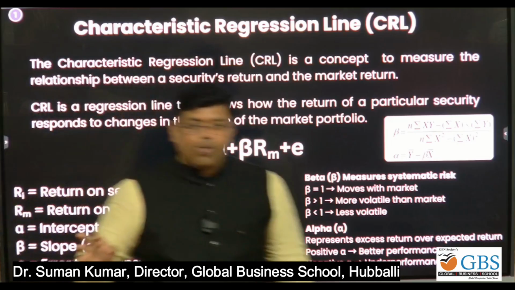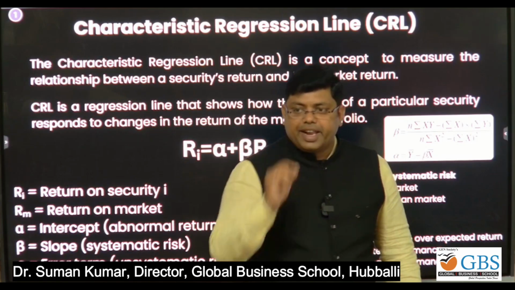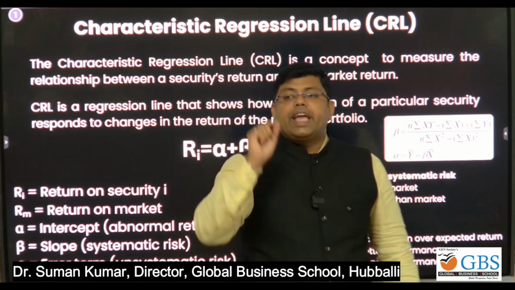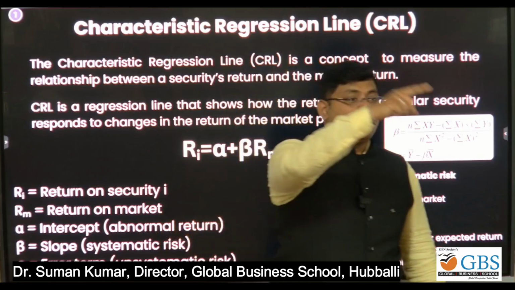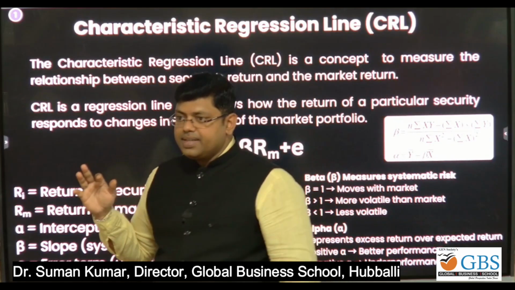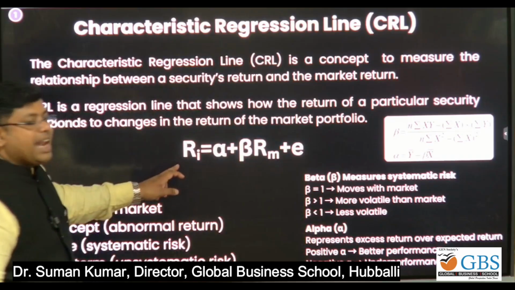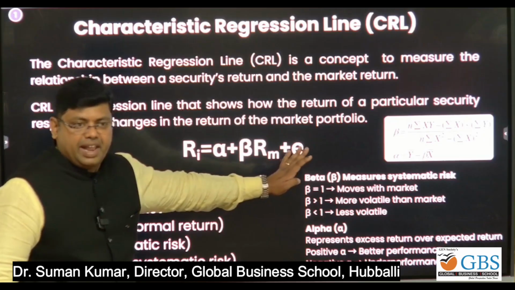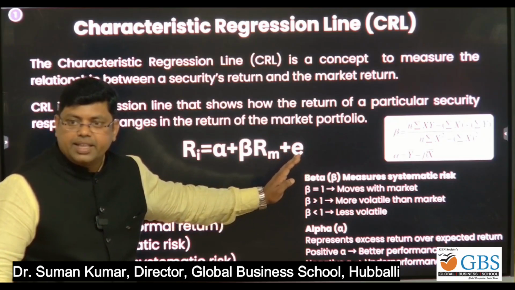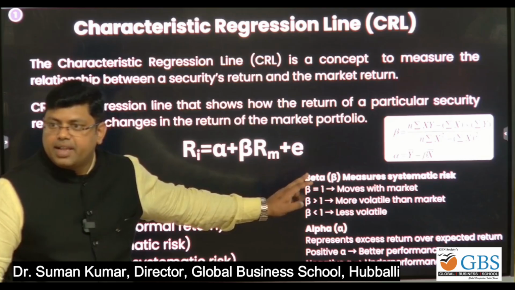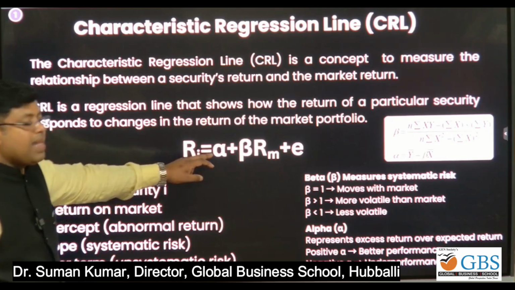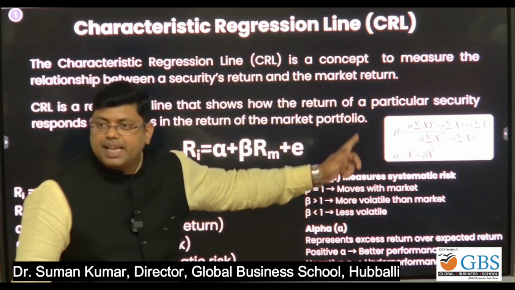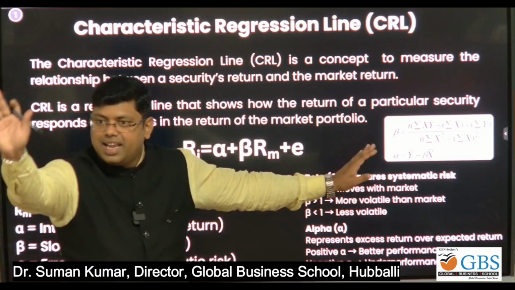Very simple. So what is this? CRL, characteristic regression line, tells us the relationship between individual stock return and market return. Clear? So the main equation is Ri equals alpha plus beta Rm. You can neglect the error term in calculation; there is no need to worry about it. Our job is to find beta first, and the second step is alpha.